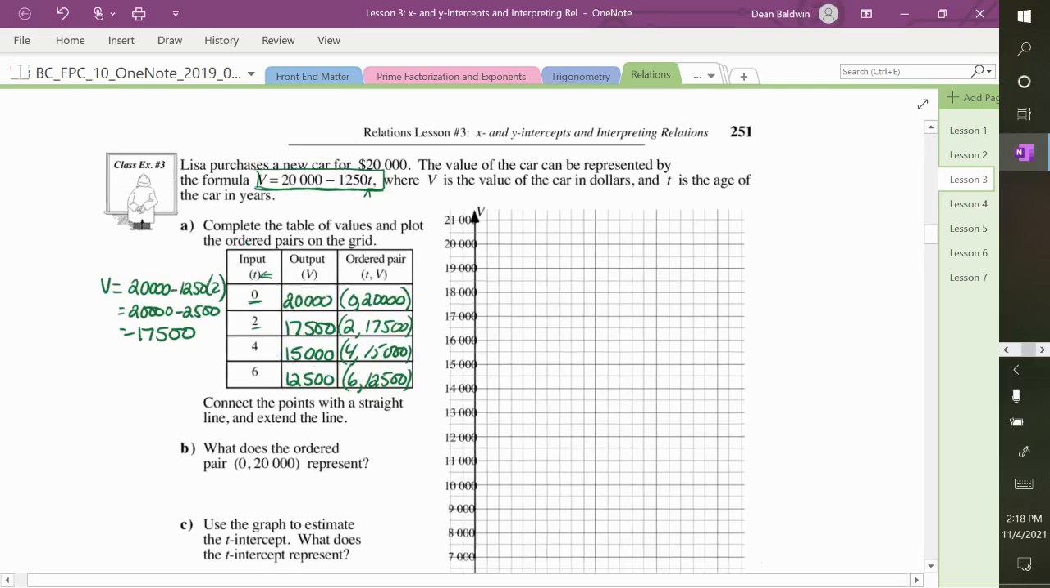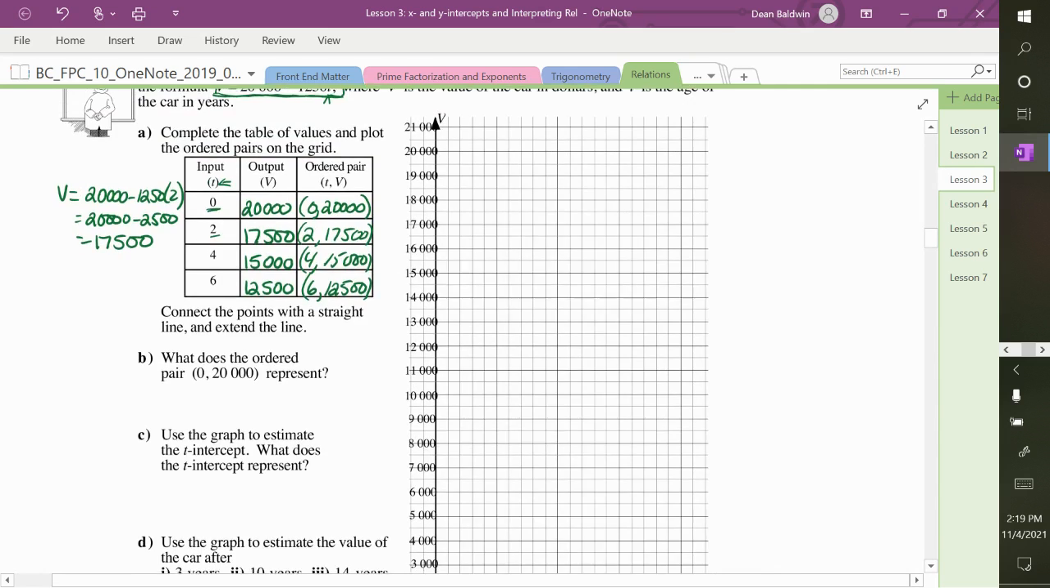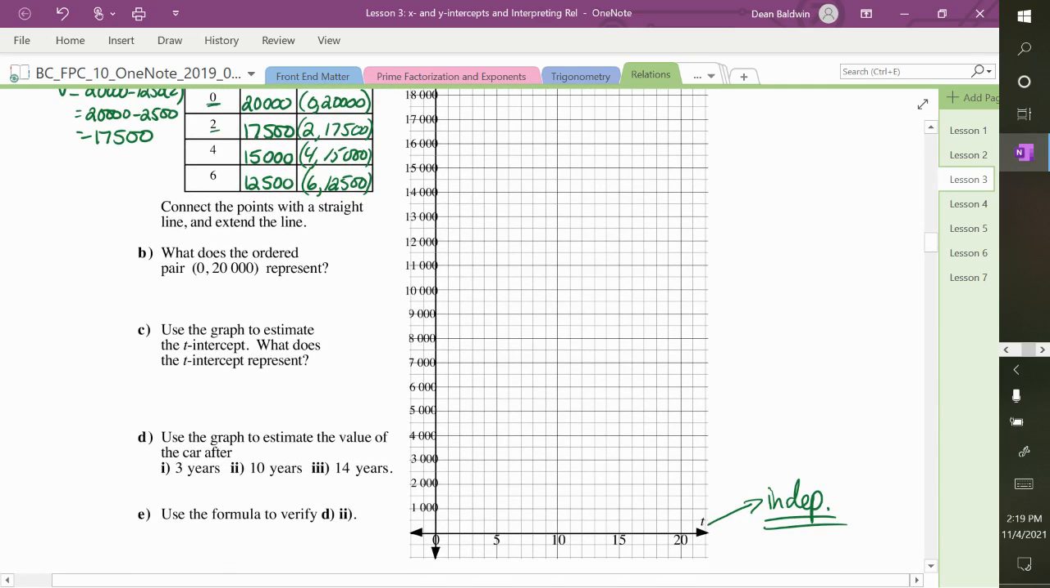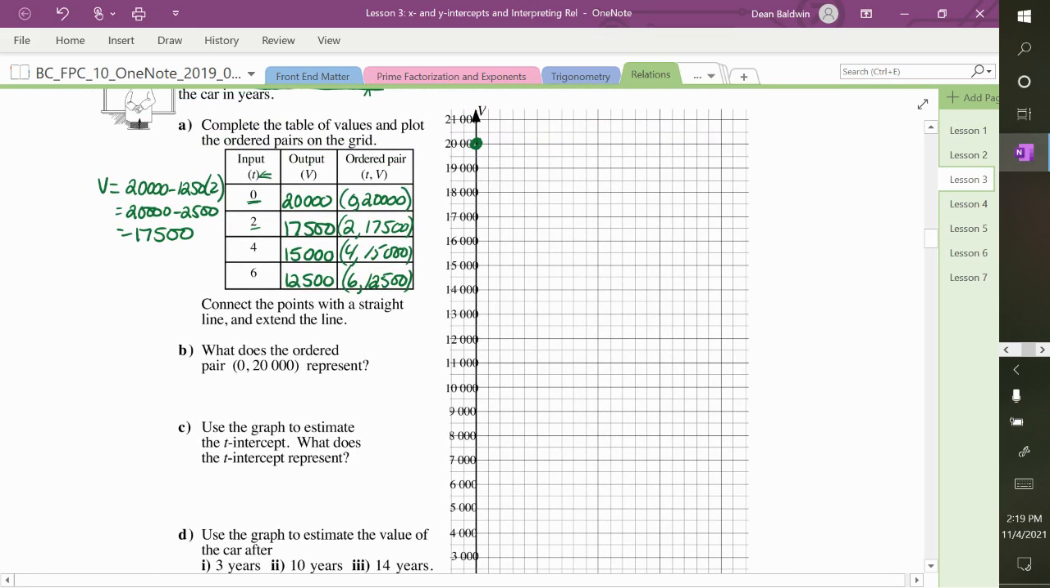So the input time, is that the independent or the dependent variable? Time is independent. Remember, the independent variable is always on the x-axis, which is always the horizontal. And the y-axis is the dependent, which would be the value here. Okay, so for time of 0, we have a value of $20,000, which is right there. You do it in a different color. Red.